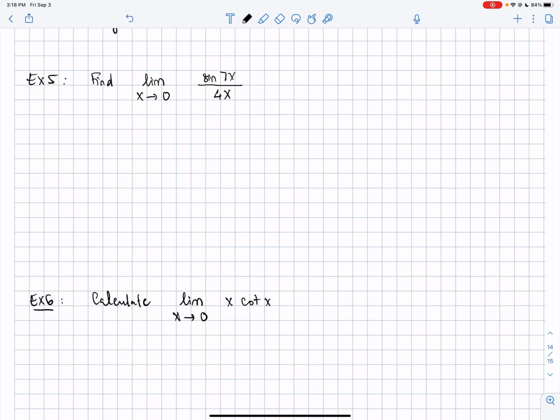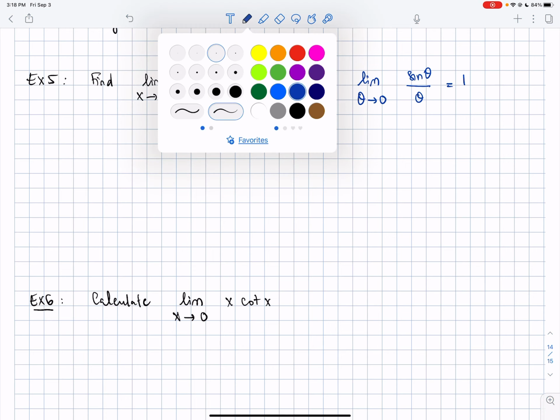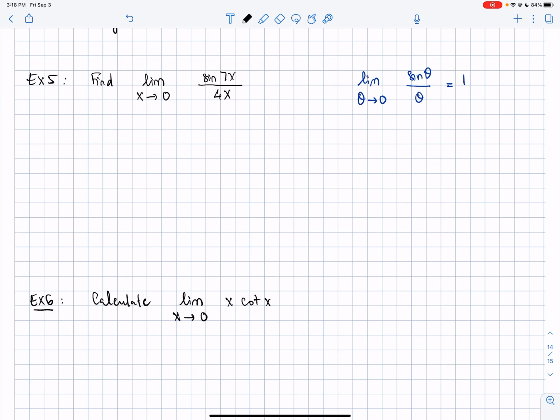Example number 5 and example number 6. In order to solve these two problems, we need to use example number 3 in section 1.5, or equation number 2 for this section: the limit as theta approaches 0 of sine of theta divided by theta is equal to 1. And the variable can be x, or t, or theta.